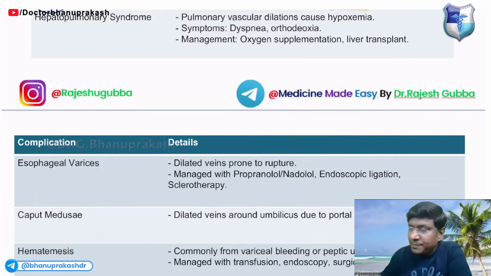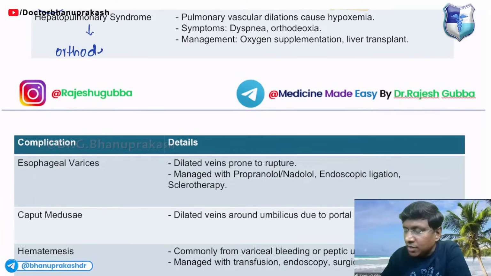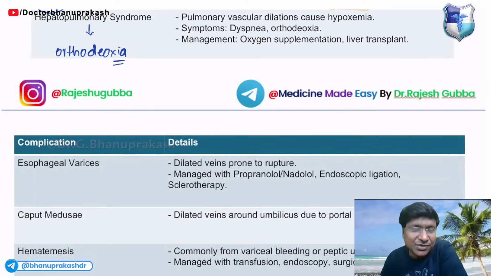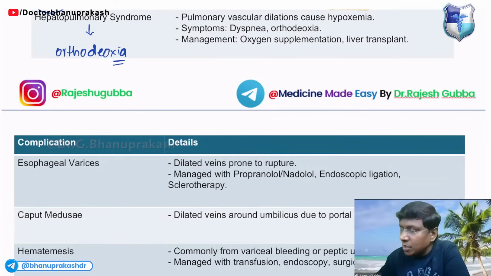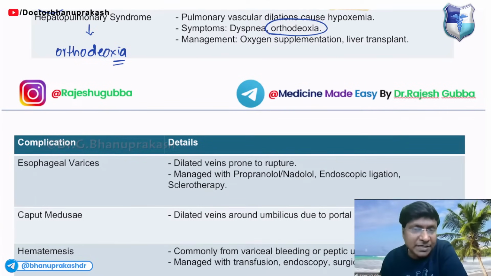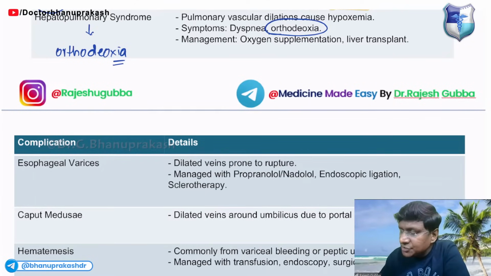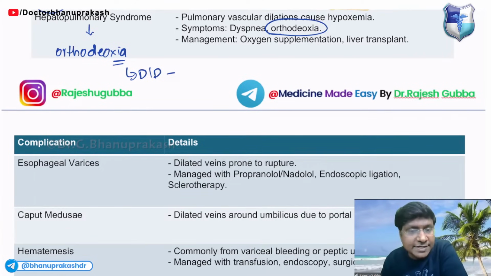Now, in patients with hepatopulmonary syndrome, what you need to remember is these patients will have orthodeoxia. What is orthodeoxia? Orthodeoxia is that whenever the individual sits, they will have dyspnea, and whenever the individual lies down in supine position, the dyspnea will disappear. So orthodeoxia is a very important feature in hepatopulmonary syndrome, which is a complication of cirrhosis of liver, right? And what is the differential diagnosis for orthodeoxia? Yes, anyone want to answer what is the differential diagnosis for orthodeoxia?